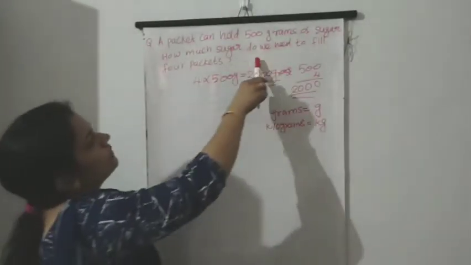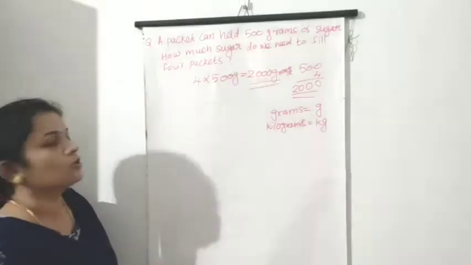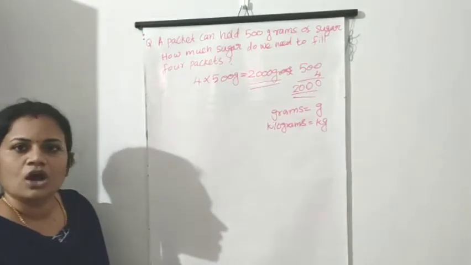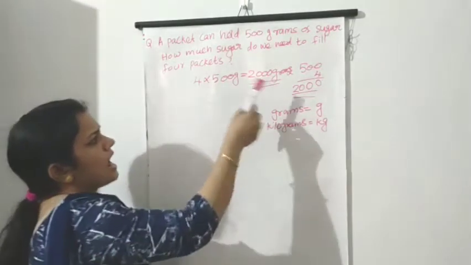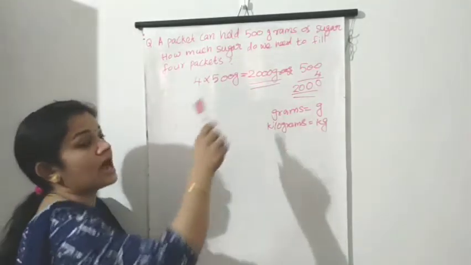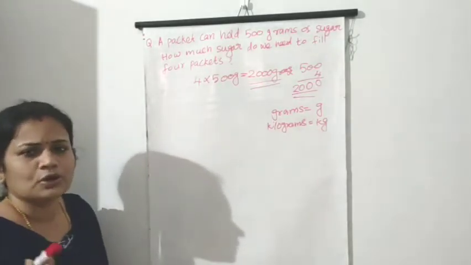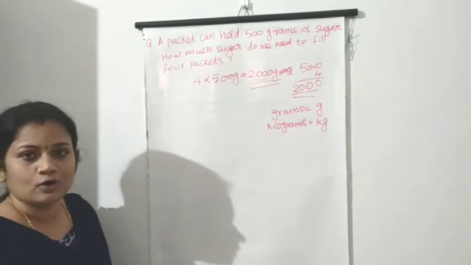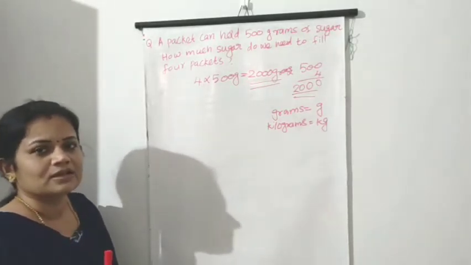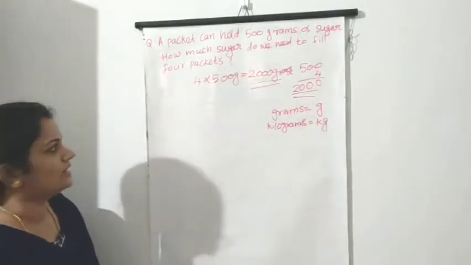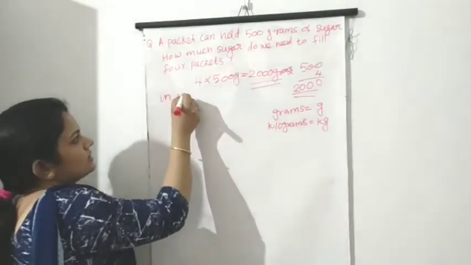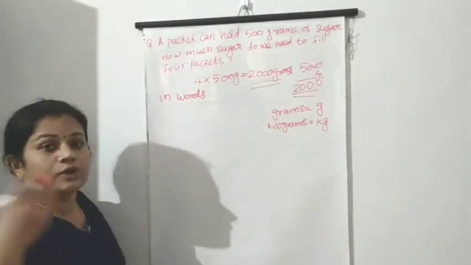So to fill the 4 packets, how much sugar do we need? 2000 grams. Okay. So 2000 gram equal to how many kilogram? Do you know that? Do you know the units, gram and kilogram? How to write that? So we will discuss later. First of all, we will see how to write this in words. The first problem, we are discussing how to write in words.